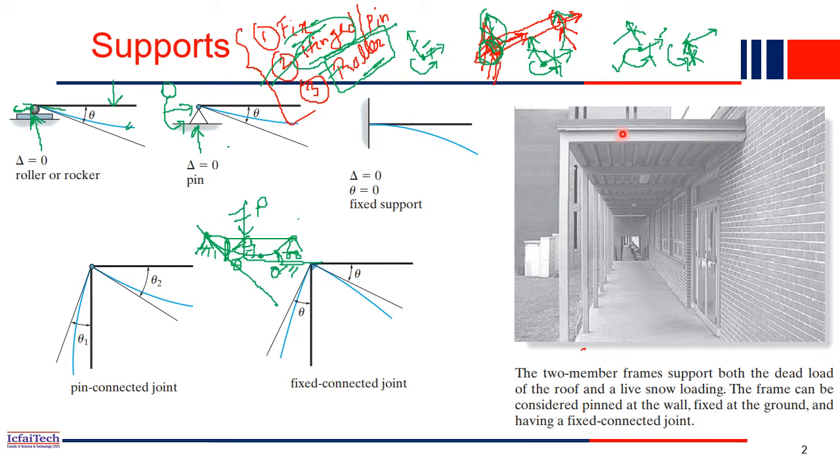And this beam takes care of the load of the slab, as well as any snowfall during the winter time; that snow load will also be taken care of by this beam, right? So this is a frame structure. This frame can be considered pin at the wall side. So this side you can consider as a pin joint, right? And this side is basically grounded, right?